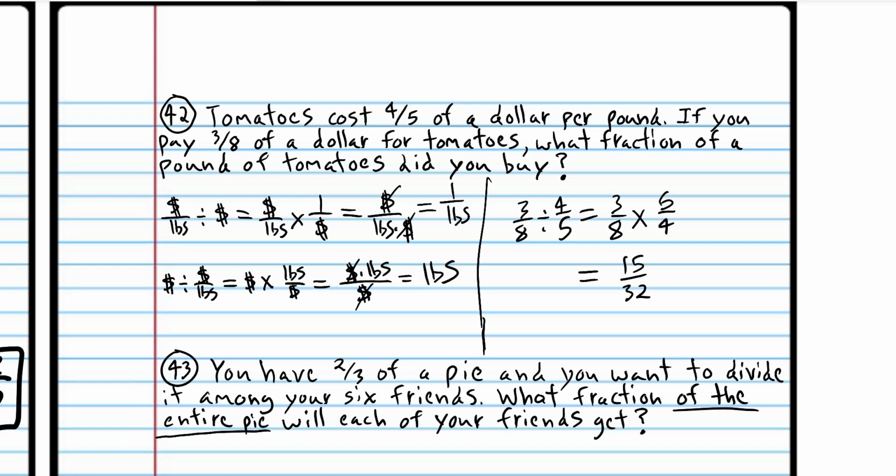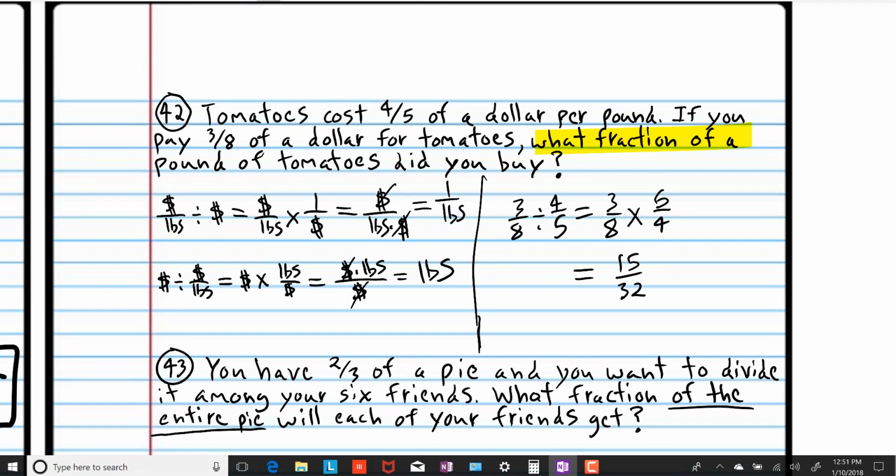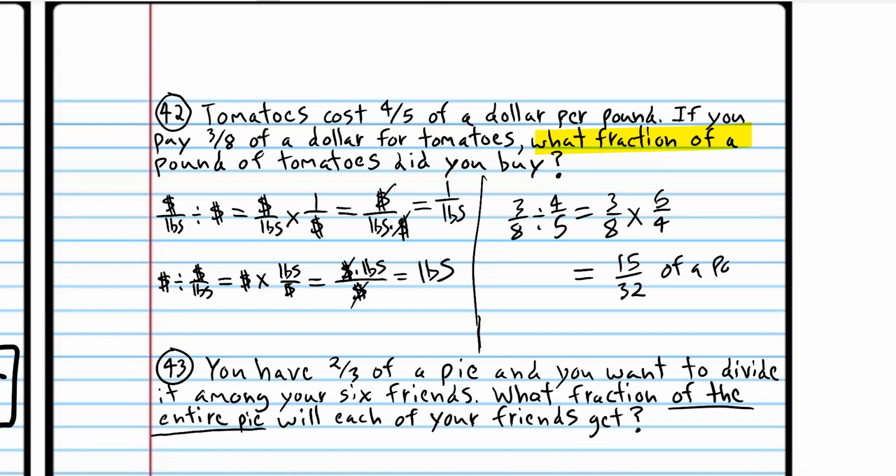So now we want to figure out what our unit is. We can't just say 15 over 32. We have to say what we're counting. So in order to figure out what we're counting, a lot of students will say, well, I don't know what we're counting. I can't figure it out. Well, of course you can figure it out. It's right there in front of you. What fraction of a pound of tomatoes did you buy? So it's 15 over 32 of a pound. And that is the full correct answer.